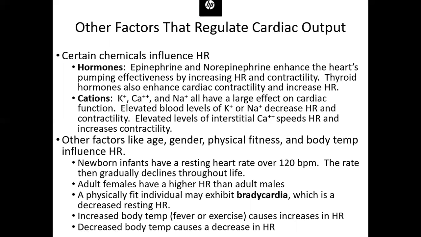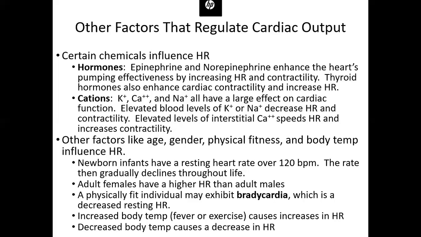Other factors include your age. At kind of newborn age, our resting heart rate's much higher, about 120 beats, and then that gradually declines as we get older. That also affects, like I said, our maximal heart rate, which is why we calculate it as 220 minus our age. Adult females have a higher heart rate than adult males. I've really never researched why that is.